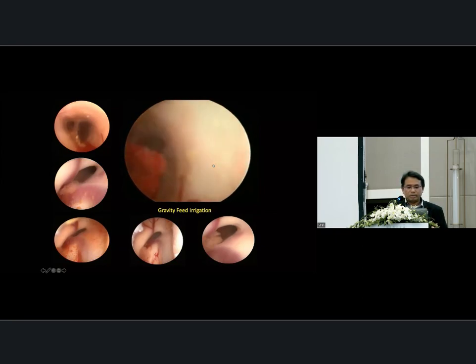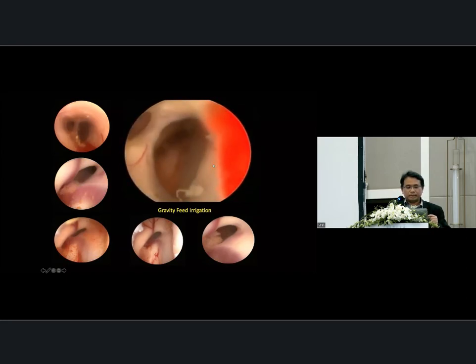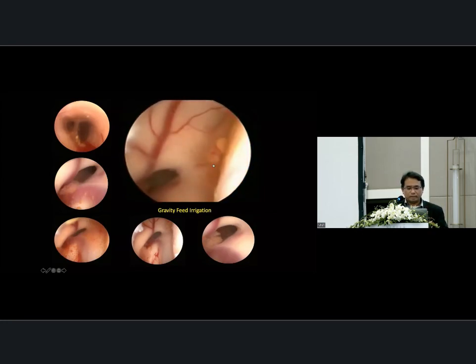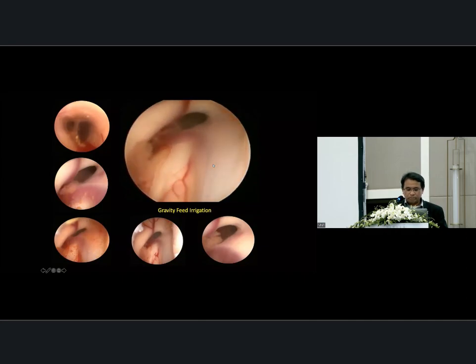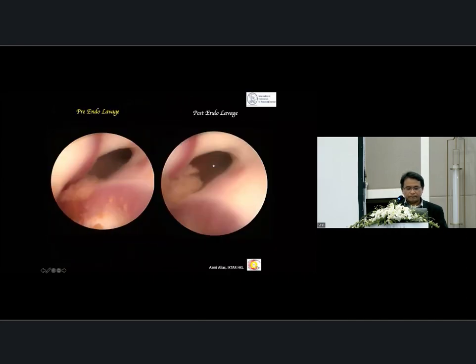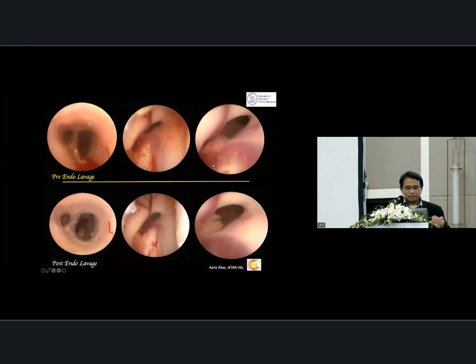So this is why, when we have a repeated shunt malfunction, if the debris is high, we do lavage, which can increase the survival of the shunt the next time you do it. You can see before and after, and you can definitely see the difference before and after lavage. Eventually this child still needs a shunt because of the congenital anomalies, but the shunt survives. We do not need to do any more revision, and he recovered well.